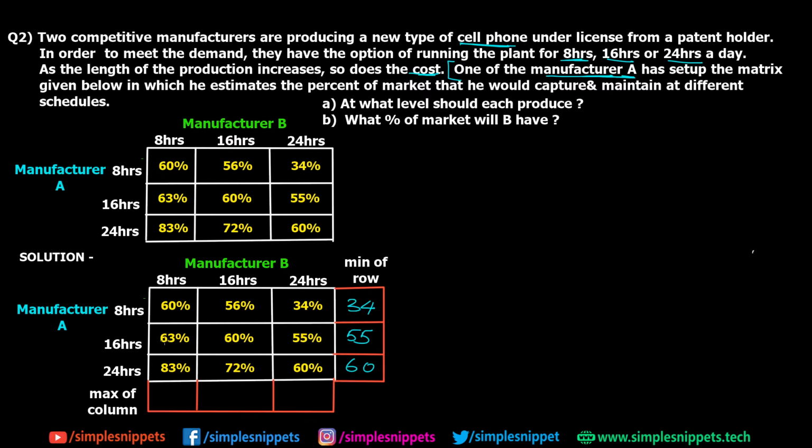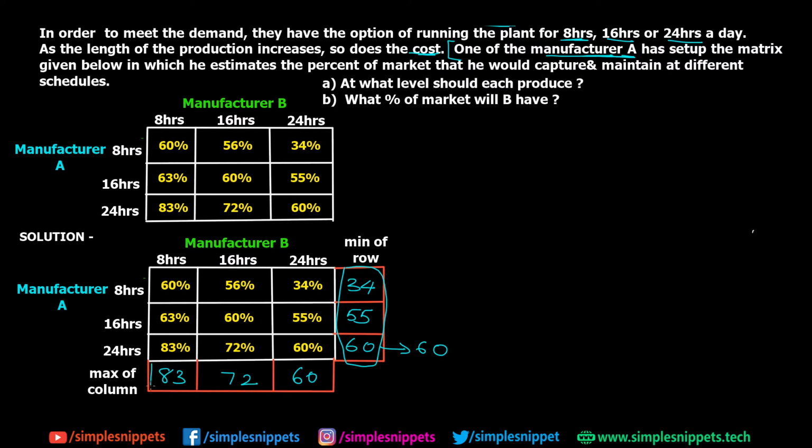For the maximum of columns, you have to compare the columns. So in the first column, the maximum value is 83. For the second column, the maximum value is 72. And for the last column, the maximum value is 60. Now from the minimum of rows value, that is from these three values, we have to calculate the maximum value. So the maximum value is 60 over here, so I'll write 60. Similarly, from the maximum of columns value, we have to find out the minimum value. So in this case, again it is 60.